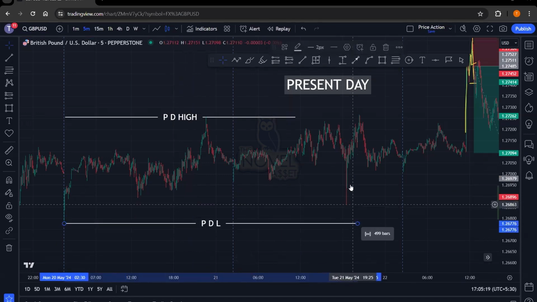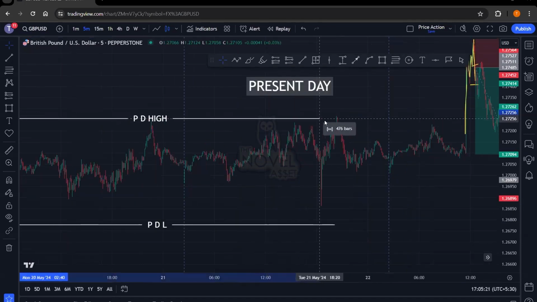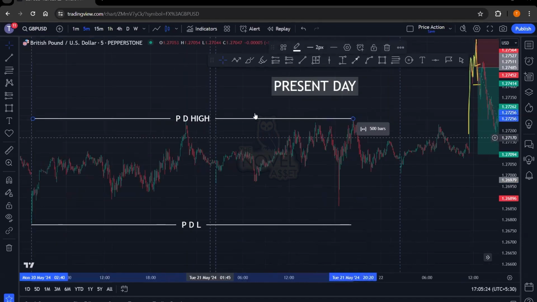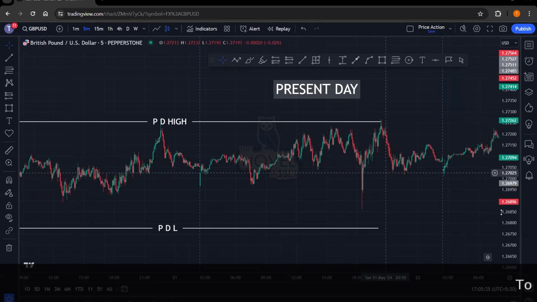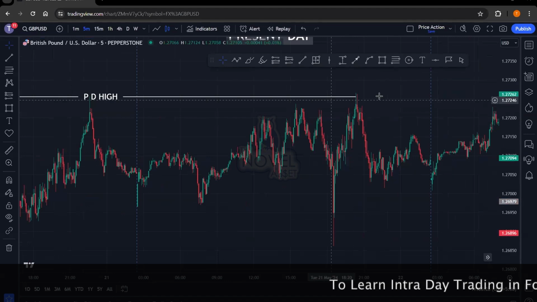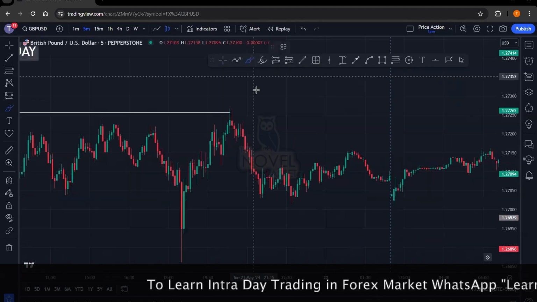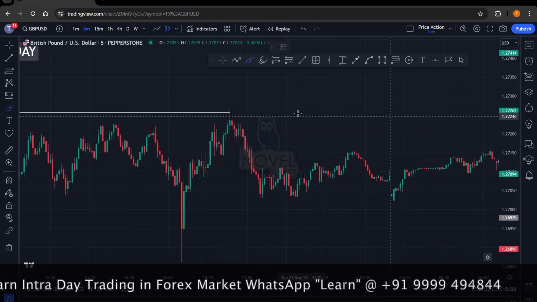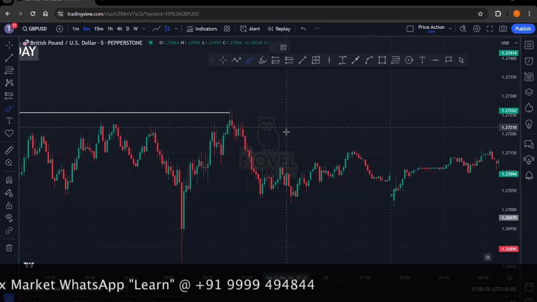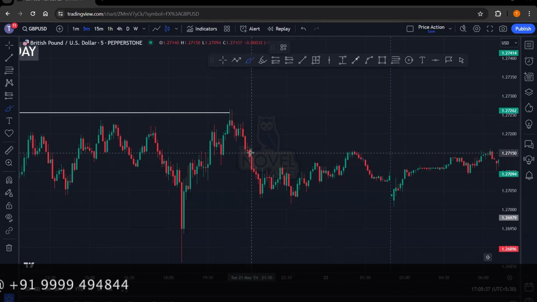Now on this day, what we can see is that the price has taken out the previous day high in the market. As you can see properly, the previous day high has been taken out. Now, after this, we need to start understanding where is the bearish price action, or where is the latest support that has been broken in the market after taking out the previous day high.